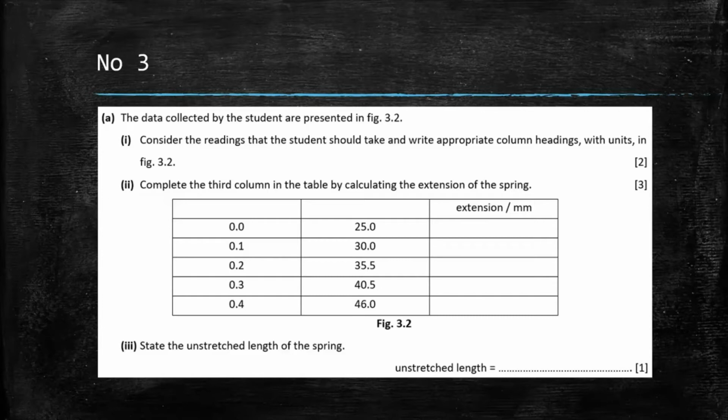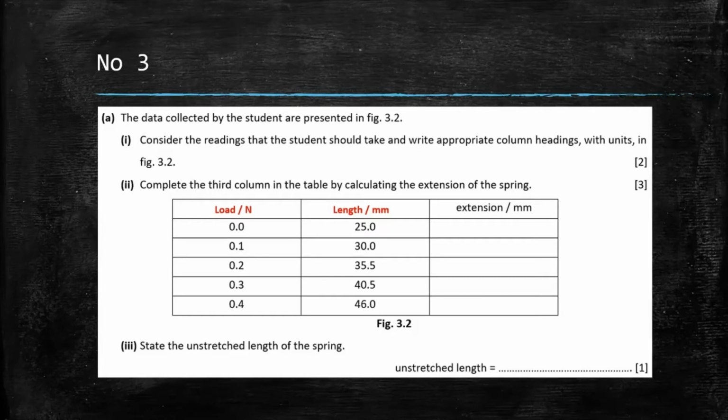To investigate the relationship between the extension of a spring and the load hung on the spring, only 2 readings need to be taken by the student. The readings are load or weight in Newton and length in millimeter. Why in millimeter? It is because the third column, the extension, already uses the unit of millimeter. Then the length must also be in millimeter.